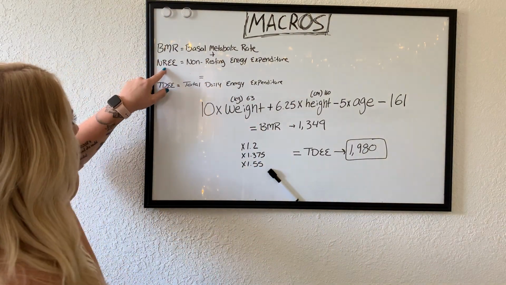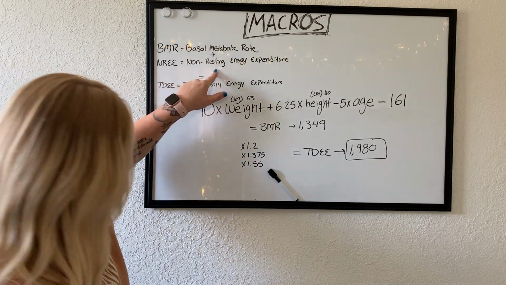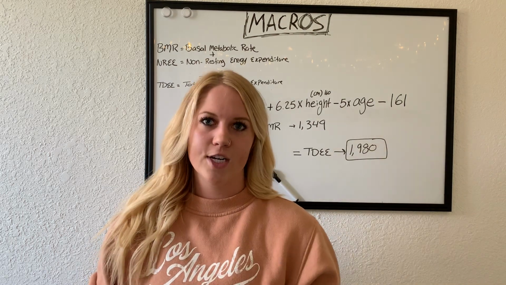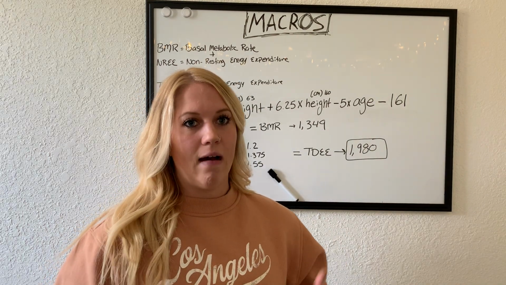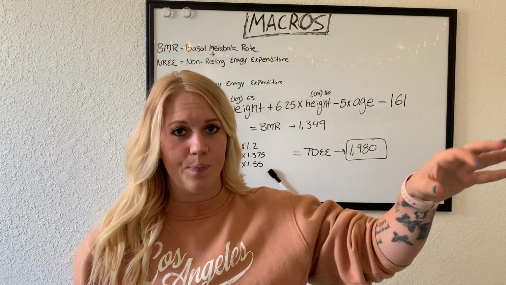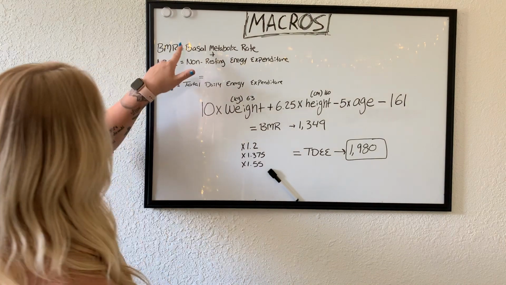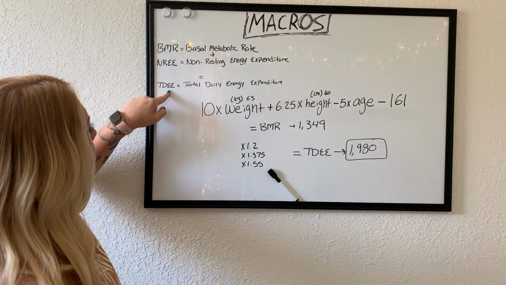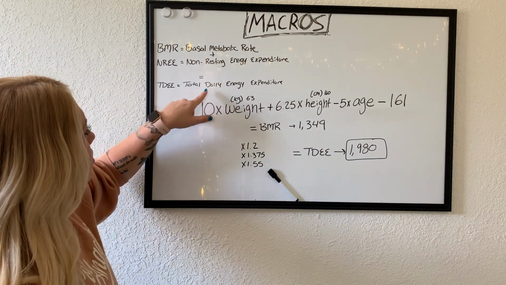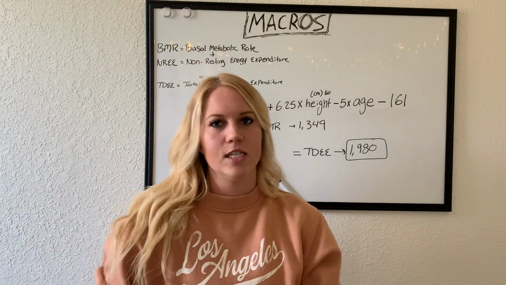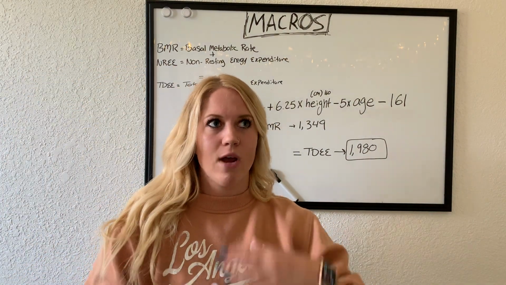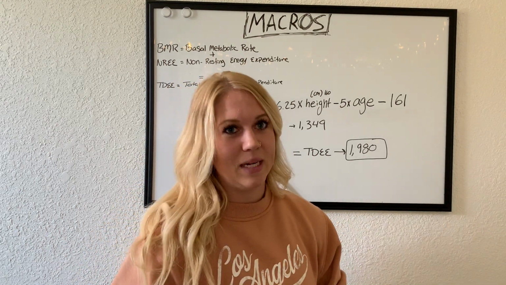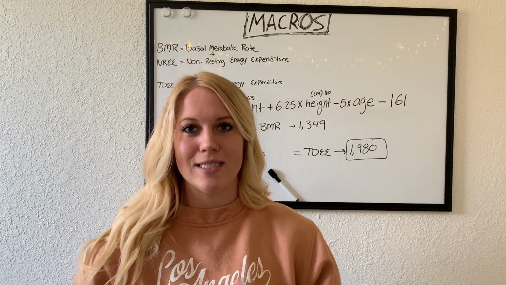And then we're going to figure out your NREE, which is your non-resting energy expenditure. So this is when you're working out, you're hiking, whatever you're doing to burn calories. We need to figure out how much you need to eat compared to how much you're burning. So you add these up, your resting and then your non-resting, and that is going to equal your TDEE. So this is the total daily energy expenditure. So this is how many calories you are burning throughout the entire day. If you're exercising, if you're resting, whatever you're doing, that is how many calories you're burning. And then we figure out how many you need to eat based on that.